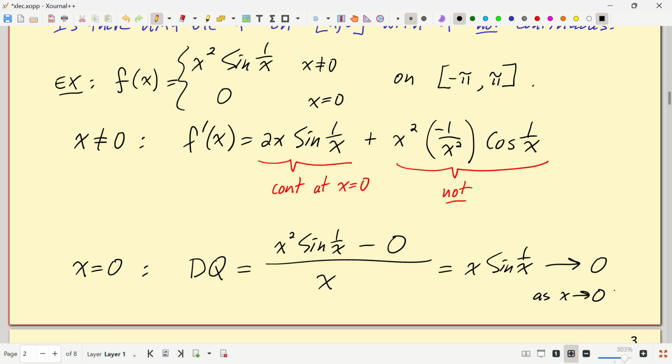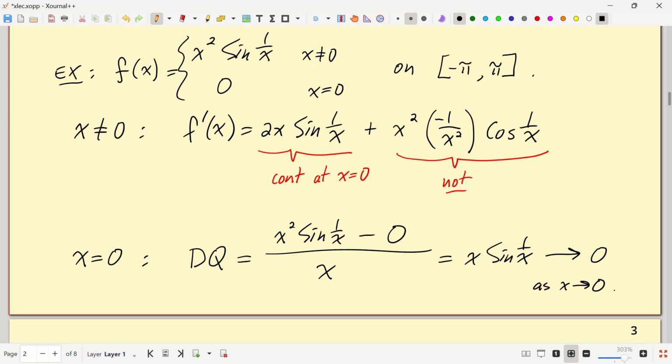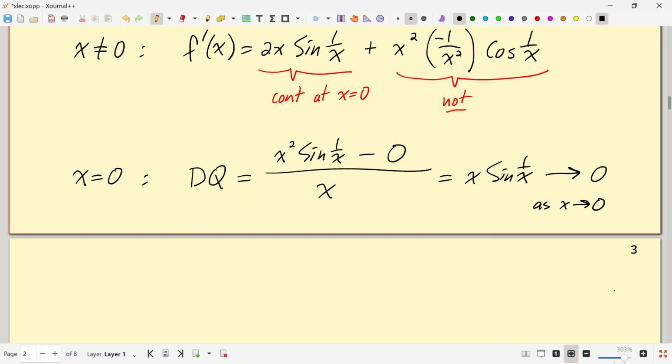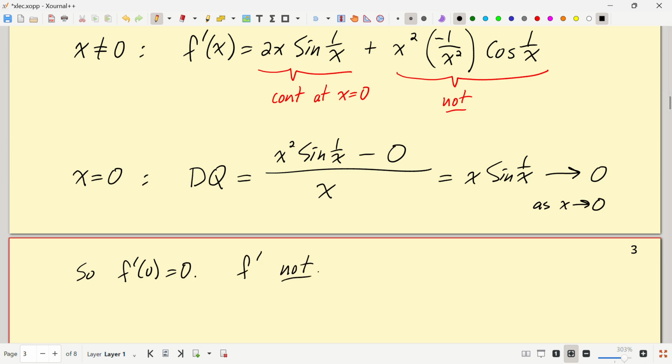And we see that the things unequal to 0 certainly don't converge to 0 as x goes to 0. So that shows that f prime of 0 equals 0, but f prime is not continuous at x equals 0. That answers your question, right?